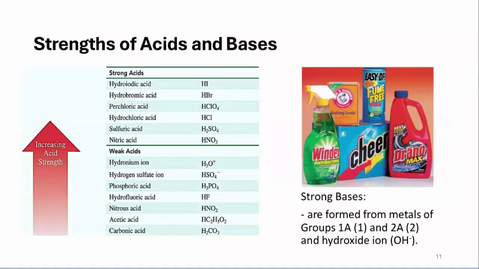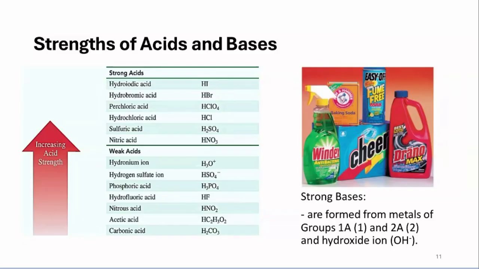Acids and bases have different strengths. It is important that you memorize the 6 strong acids, because things that are not part of these 6 strong acids are considered weak acids. The six strong acids are HI, HBr, HClO4, HCl, H2SO4, and HNO3. You can see their names on the left side next to the chemical formula.